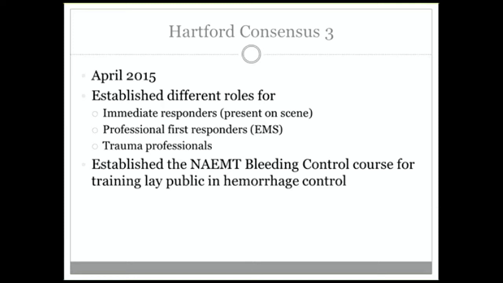But this idea of educating bystanders to become immediate responders is where the bleeding control course comes in, because there really wasn't anything that was, again, essentially CPR for bleeding that could be taught in a fairly short period of time to people who had otherwise no medical education.